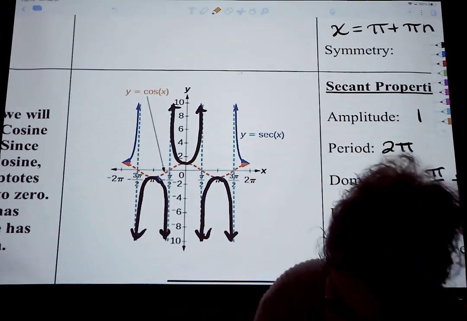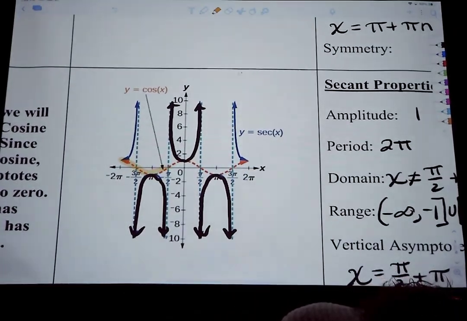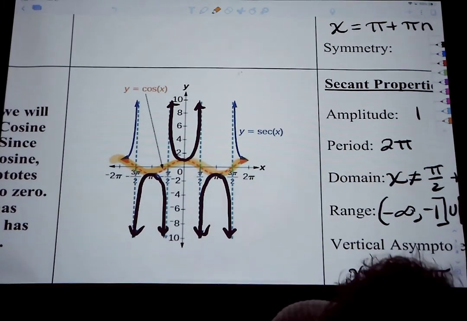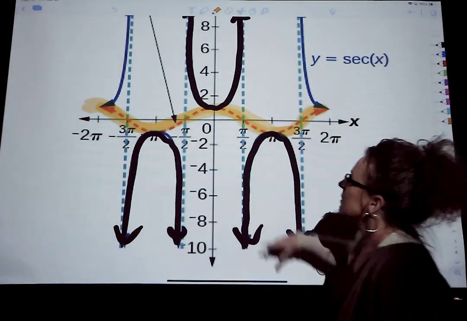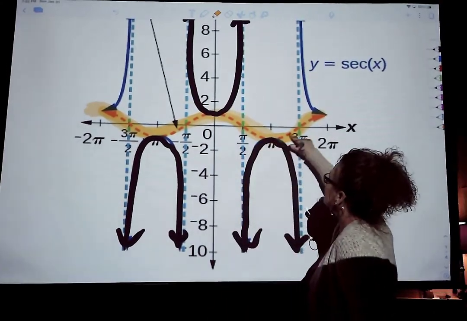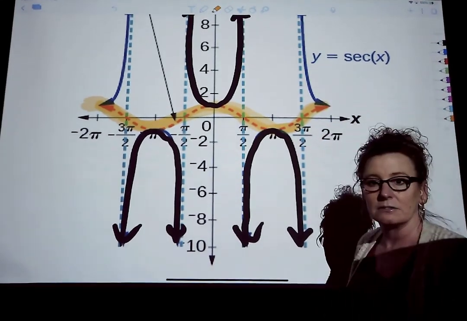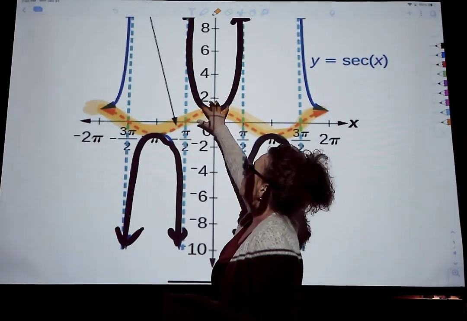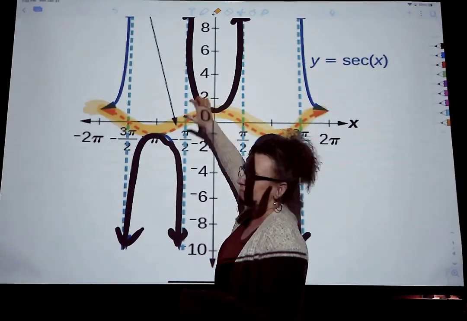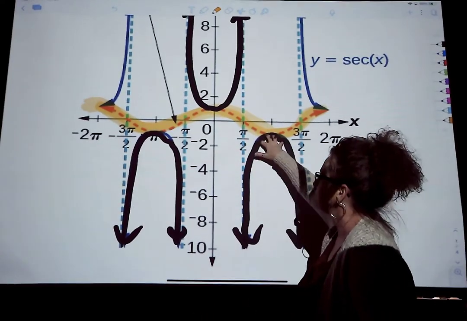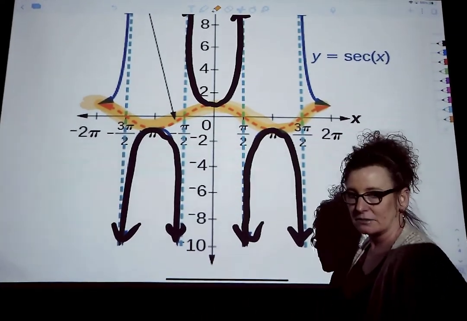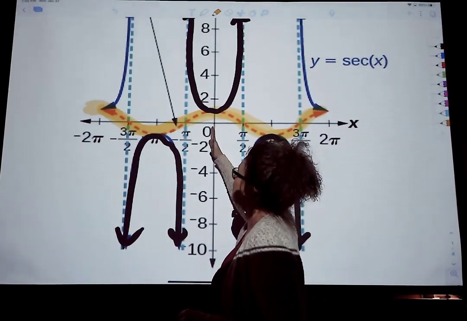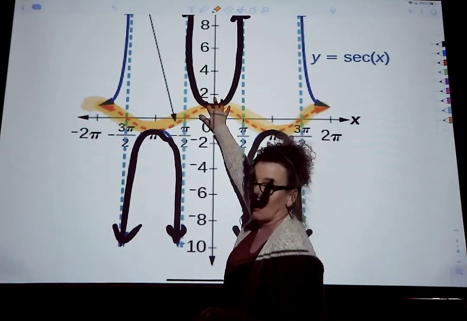Next one is secant. Again, look at the function weaving its way through there. That's cosine. Starts at 1, valleys, peaks again. It's cosine. So again, every time cosine peaks, your little parabola for your secant begins. Every time cosine valleys, your little parabola for secant begins. Since cosine peaks on the y-axis, you've got a little parabola-looking thing on the y-axis.